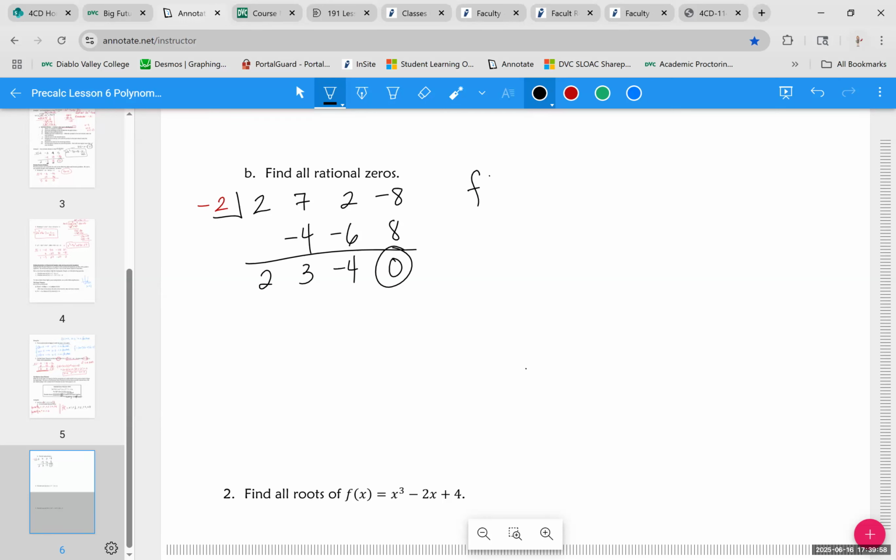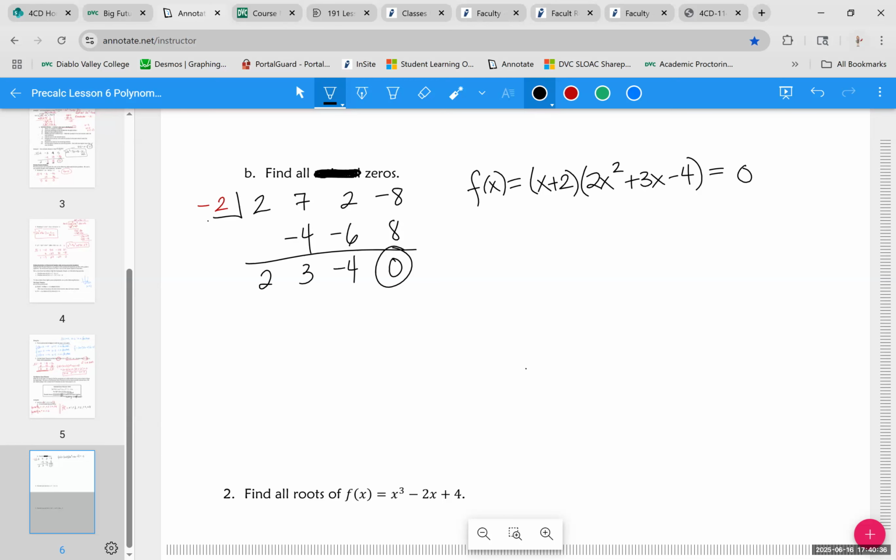So I could now write, okay, here's my function. It's x minus -2, so x plus 2, times 2x squared plus 3x minus 4, okay, equals 0. So now I found actually, you know what? We're going to get rid of this word too. I'm just going to say find all the zeros. So I want to solve the whole equation, not just the rational ones, okay?